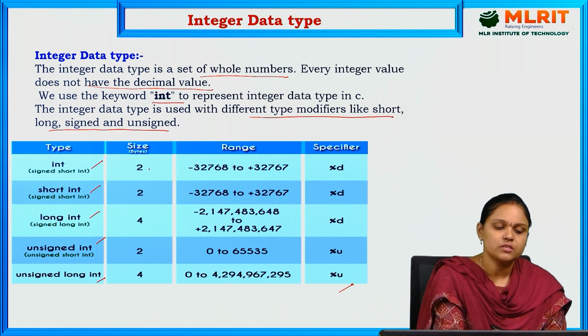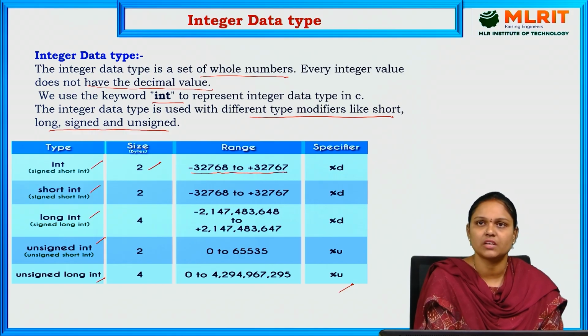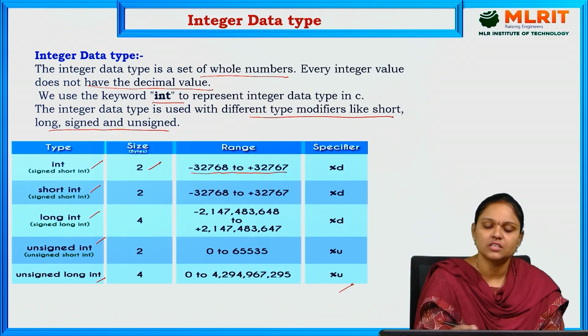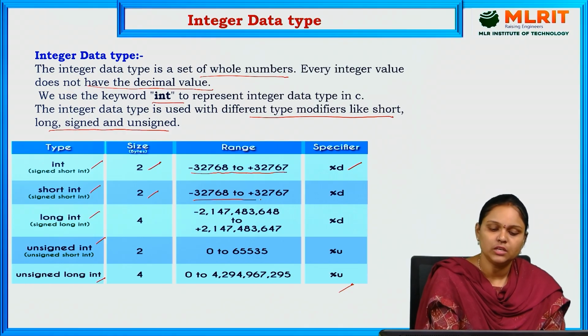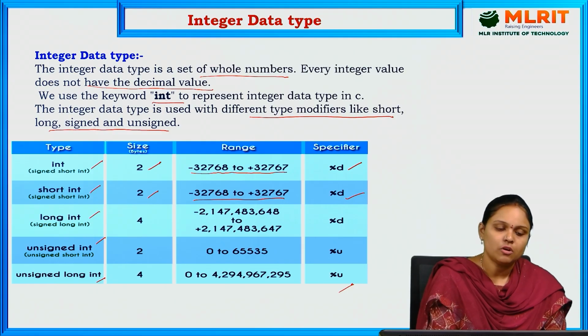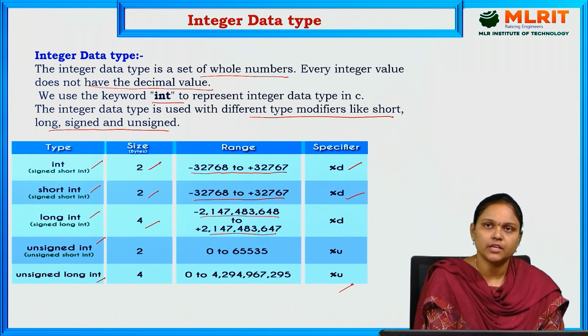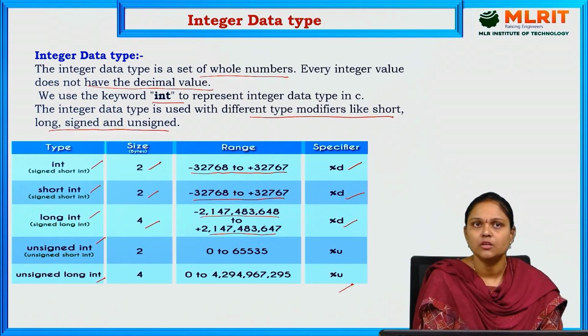So the size of int is 2 bytes and the range is minus 32,768 to plus 32,767, and the control specifier or format string that we are using is %d. For short int, the size is 2 bytes and the range is similar to int, and the format specifier is %d. For long int, the size is 4 bytes, the range is this, and %d is the control specifier that we are using to print the long int values.